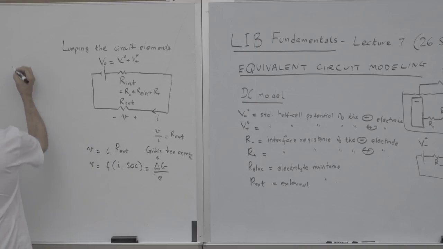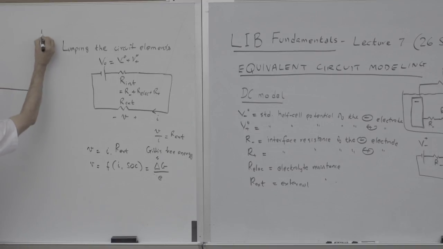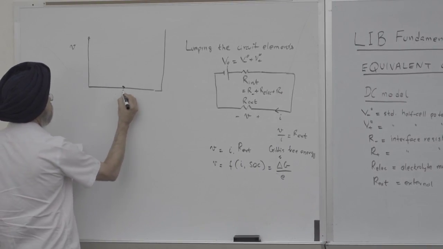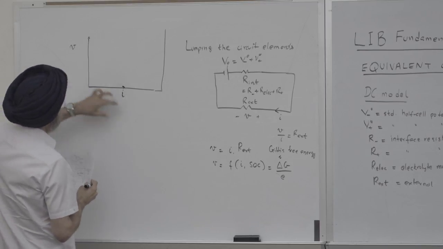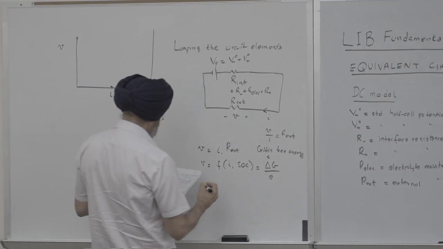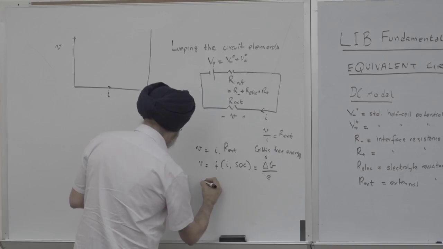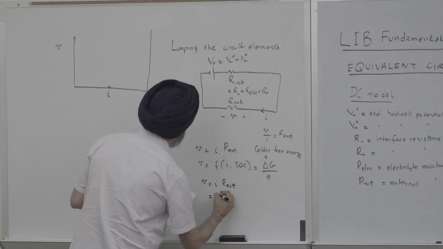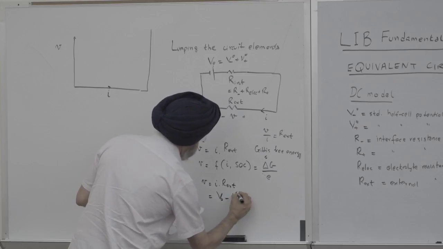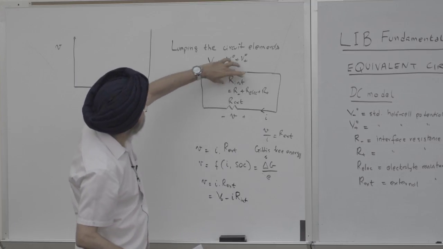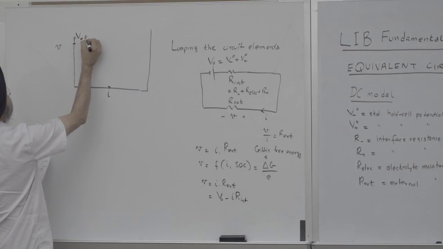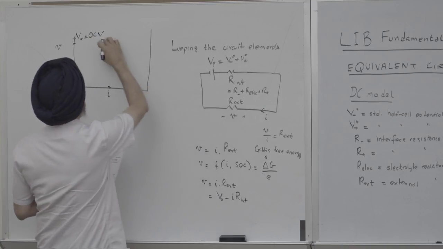So let's see. Let me draw, if I can draw over here, I'll draw the current. Okay, this axis is voltage, and let me draw voltage on that axis and current on this axis. So let's write down the relation between voltage and current. So voltage I said is I times R external. It's also V0 minus I times R internal, right? So when I is 0, the voltage will be V0. This is the open circuit voltage. So if you break this circuit, we get open circuit voltage.